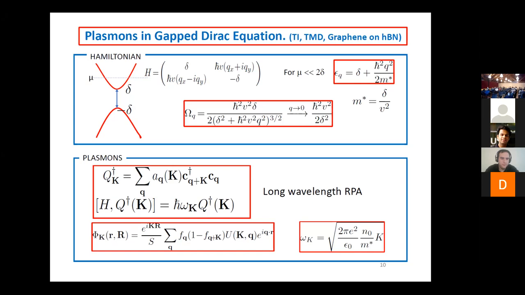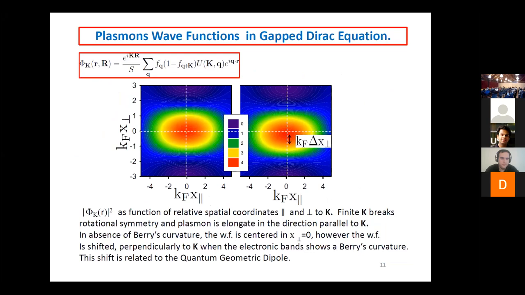When we do that, after some algebra of course, we obtain the wave function of the plasmon. It depends on the total momentum of the plasmon, and we obtain also the dispersion of the plasmon. The dispersion of the plasmon is the standard dispersion of a two-dimensional electron gas with parabolic dispersion. There is no difference, but the band structure is different. This is shown here, where I plot the square of the plasmon wave function as a function of the internal position, the relative position of the electron and the hole.